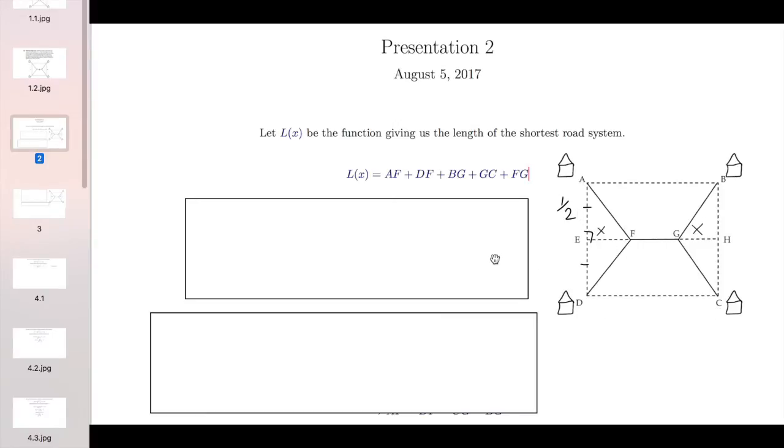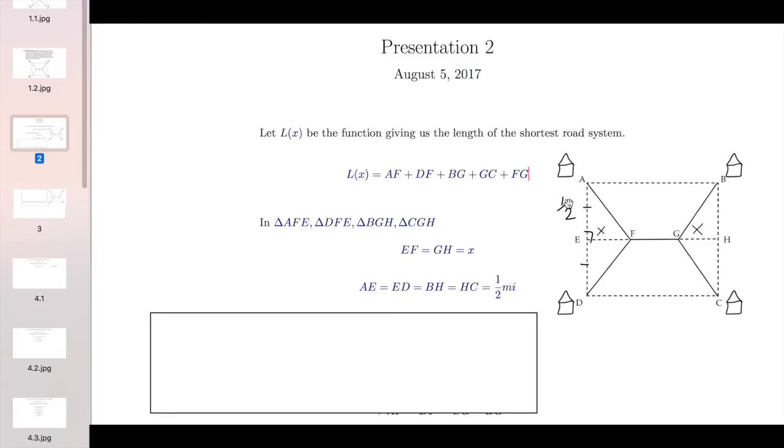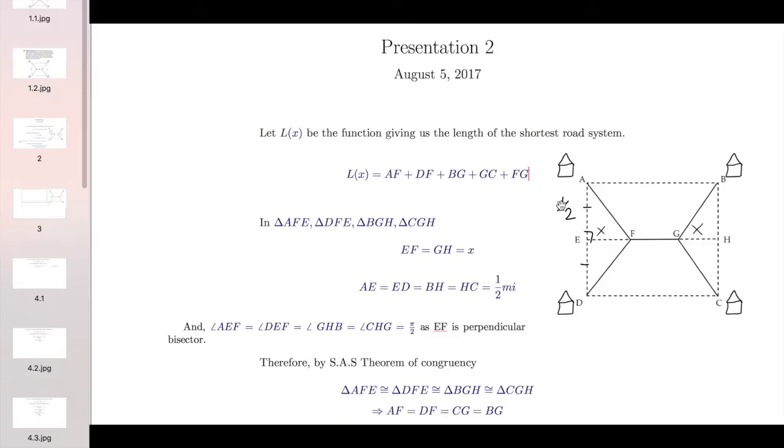to both lines. And with that information, we also find that we have 4 triangles. And in these 4 triangles now, AE, ED, BH, and HC are equal. EF and GH are equal. They're both equal to X. And angles AEF, DEF, BHG, and CHG are also equal. So considering that in all 4 triangles we have a side, an angle, and a side that are equal, we can use the SAS theorem of congruency to imply that AF equals FD equals BG equals GC.